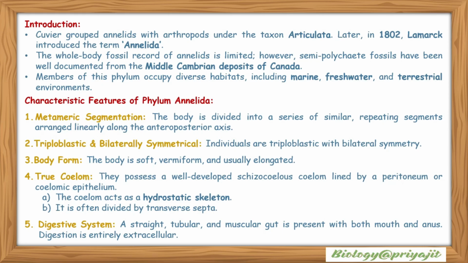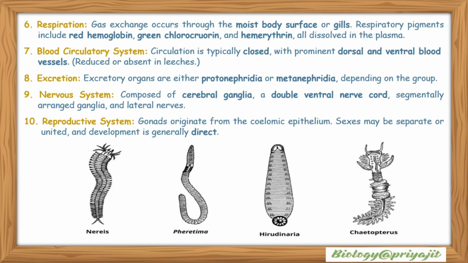Digestive system: a straight tubular and muscular gut is present with both mouth and anus, and the digestion is entirely extracellular in nature. Respiration: gas exchange occurs through the body surface or gills. The respiratory pigments include red hemoglobin, green chlorocruorin and hemerythrin, all dissolved in the plasma. Blood circulatory system: the circulation is typically closed with prominent dorsal and ventral blood vessels which are reduced or absent in leeches.